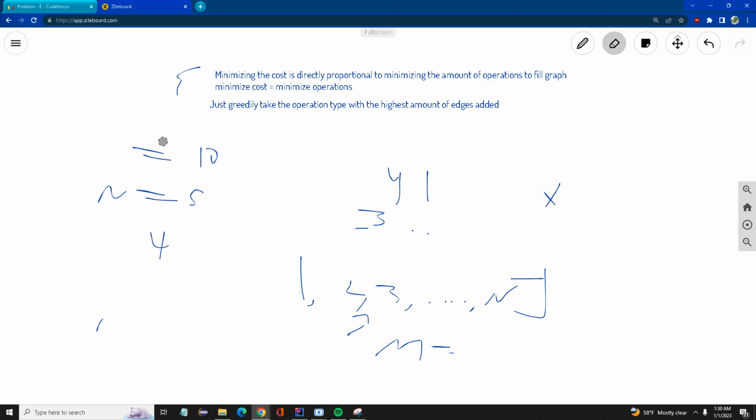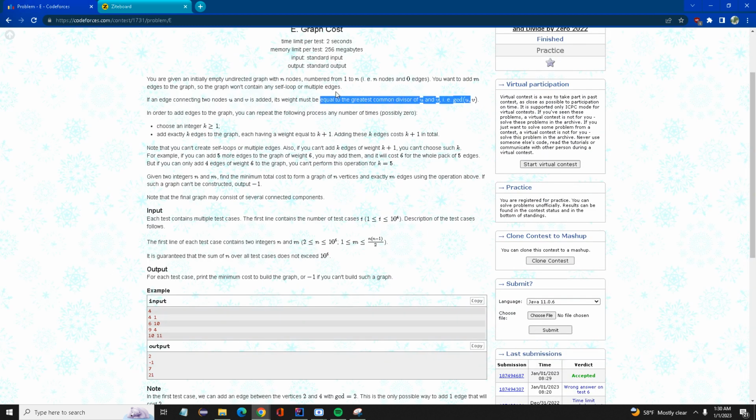That is it, right? But there's one little nuance, which is sort of not really a nuance, because if you don't know how to do it, then you can't really solve the problem: how the heck are we going to worry about this GCD thing?